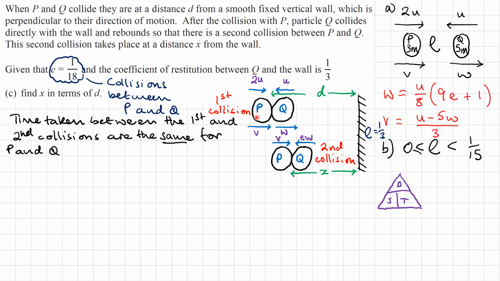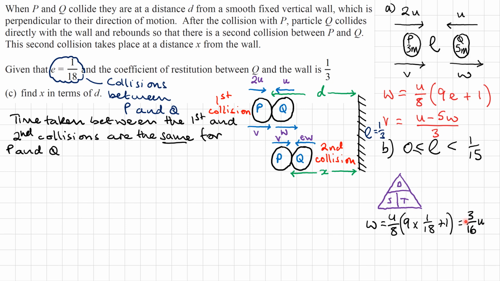So we'll start with particle P and work out the time it takes to move from its first collision position to its second collision position. Now before I do that, I'm going to substitute my E is equal to 1 over 18 into W and use that to work out W, and then use that to work out V. So my working is down here, so I'll get W is equal to 3 over 16 U. So let's put that in, 3 over 16u, or 3u over 16.